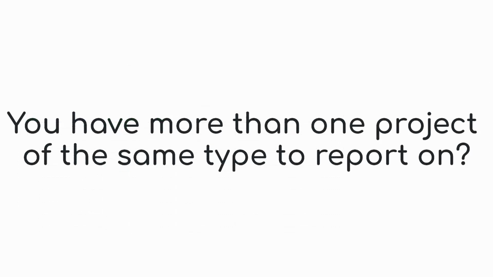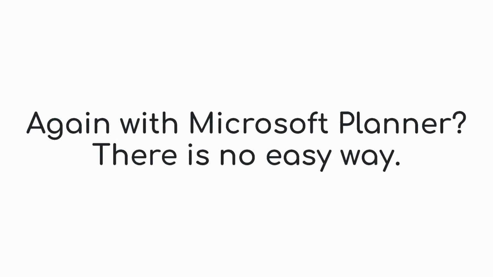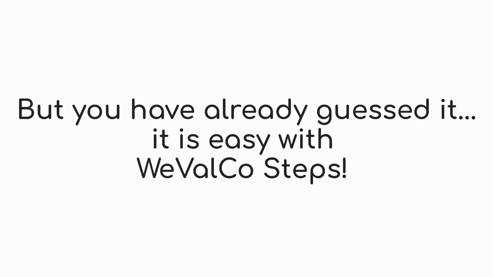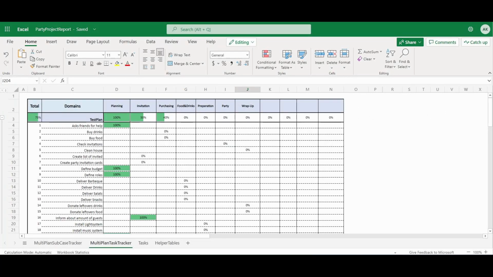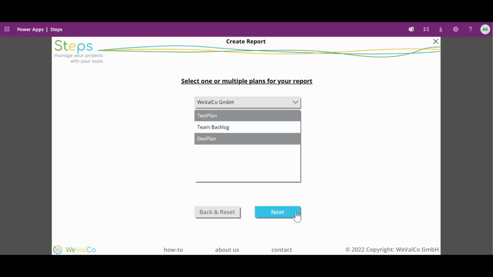Instead of using a single plan, you can combine different plans into one report. This is especially helpful, for example, if you run the same project on different sites and want to show the progress per site. To do so, you can select in Steps more than one plan.